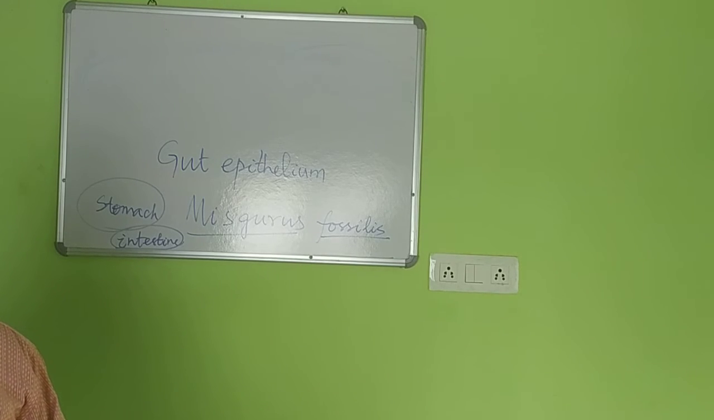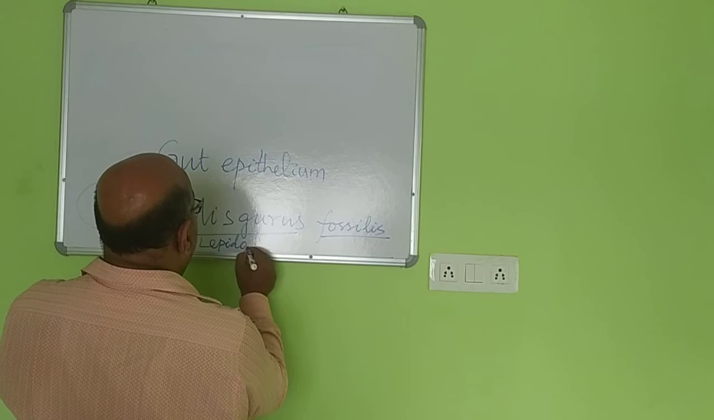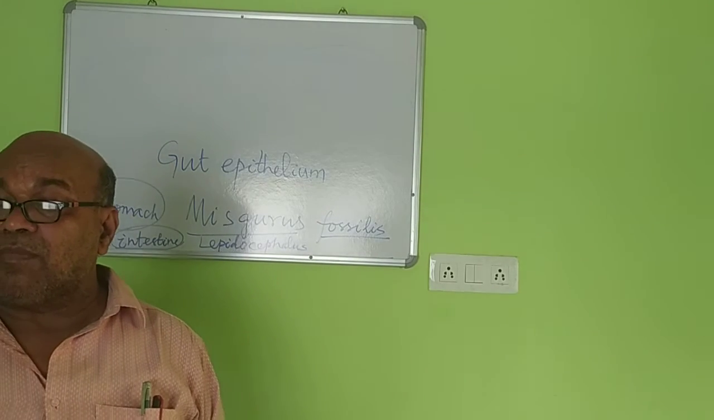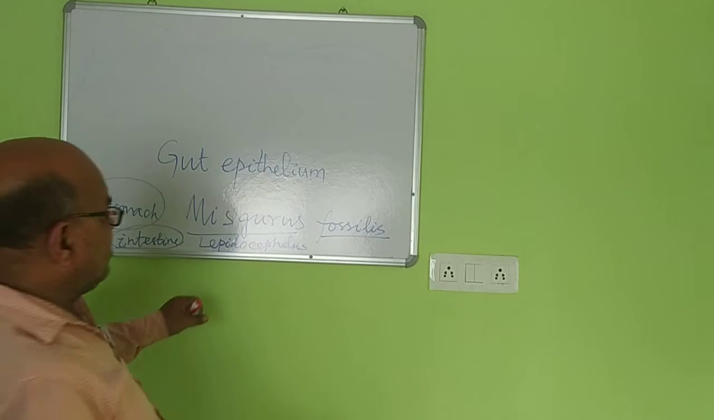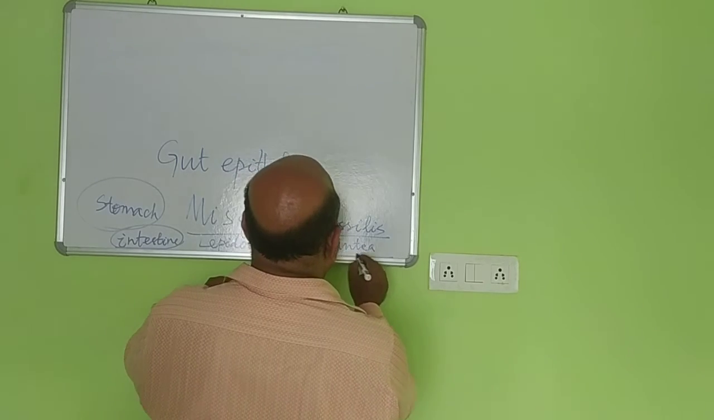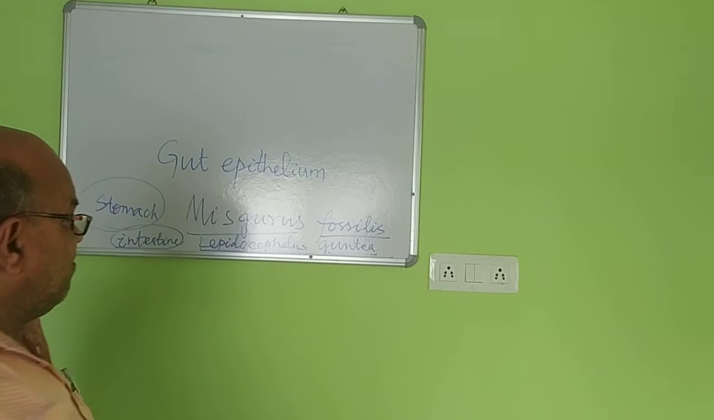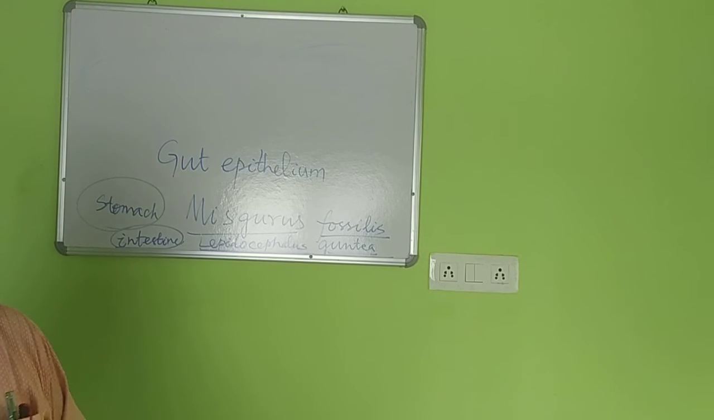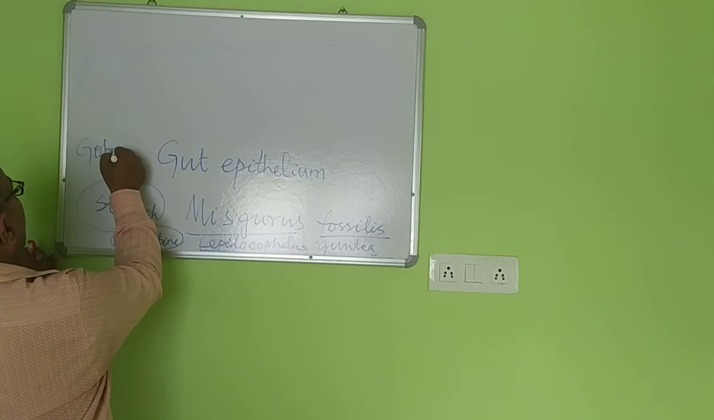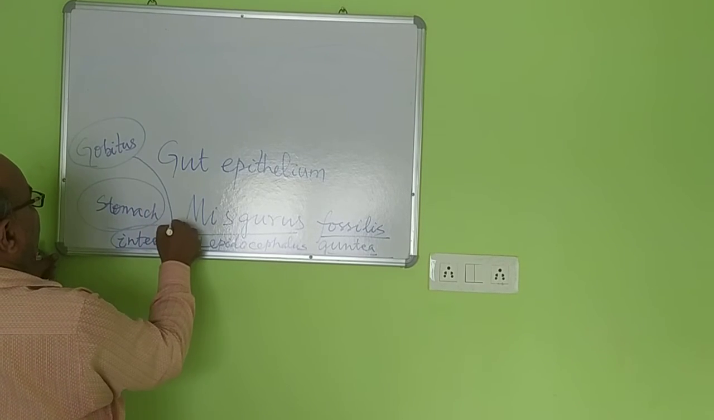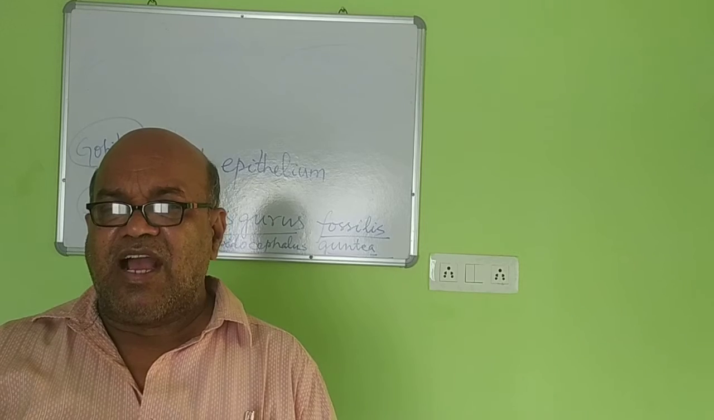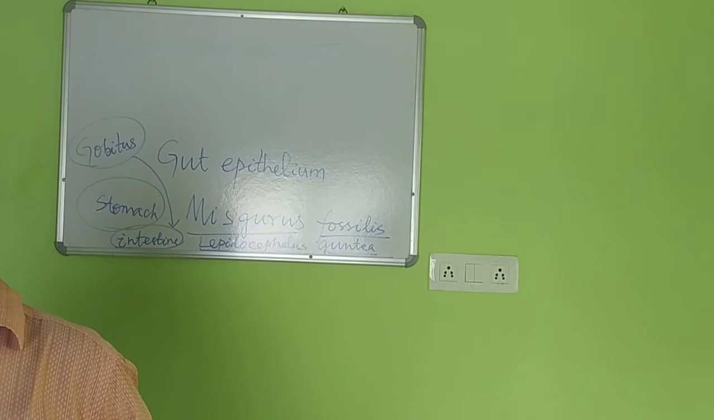Now, an example is Lepidocephalus. What is the specific name? The specific name is Guntea, G-U-N-T-E-A. Lepidocephalus guntea. Another example to consider is Gobitis, G-O-B-I-T-I-S. It is somehow helpful in intestinal respiration. Okay? Consider the intestine as an accessory respiratory organ.